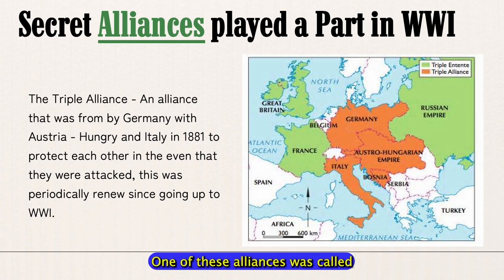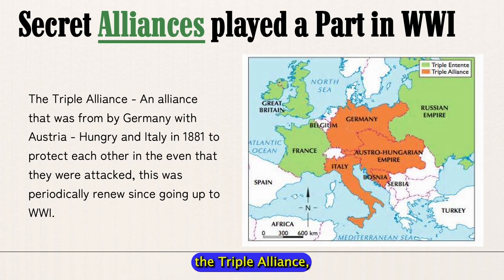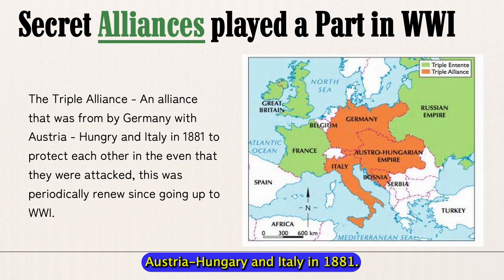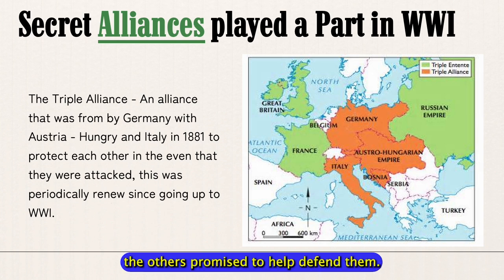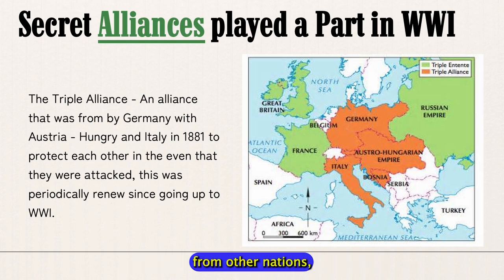Secret alliances played an important role in the start of World War I. One of these alliances was called the Triple Alliance, which was formed by Germany, Austria-Hungary, and Italy in 1881. The agreement was simple. If one of these countries was attacked, the others promised to help defend them. This alliance was kept secret from other nations, and it was renewed several times leading up to World War I.